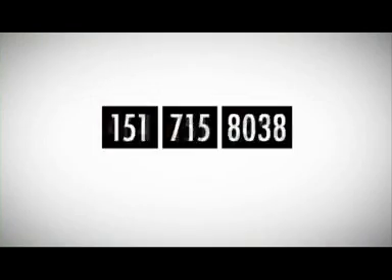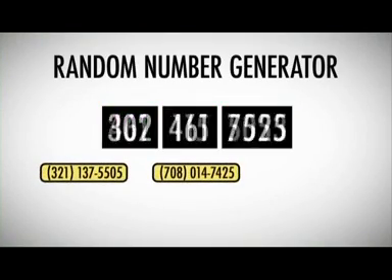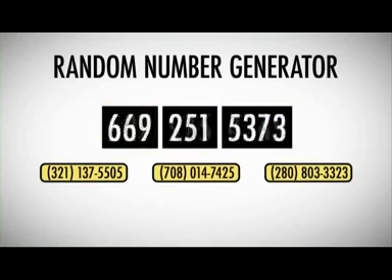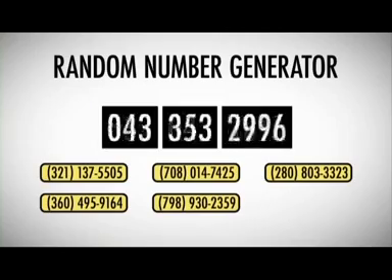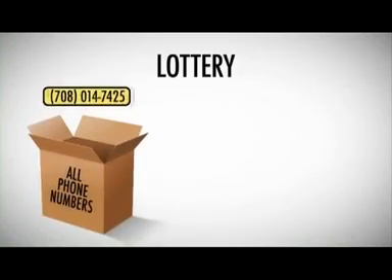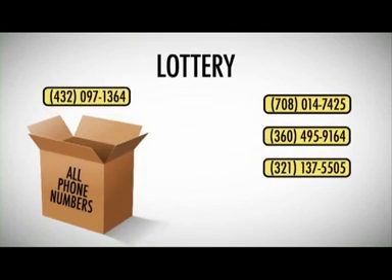There are a couple of different ways of contacting participants so that everybody has an equal chance of ending up in your study. The first way is to use a random number generator, which you can find online, in order to generate random telephone numbers, which you'll then call in order to invite people to participate in the study. The second way is to use a lottery system in which you have all possible phone numbers, and each phone number has an equal likelihood of being selected.